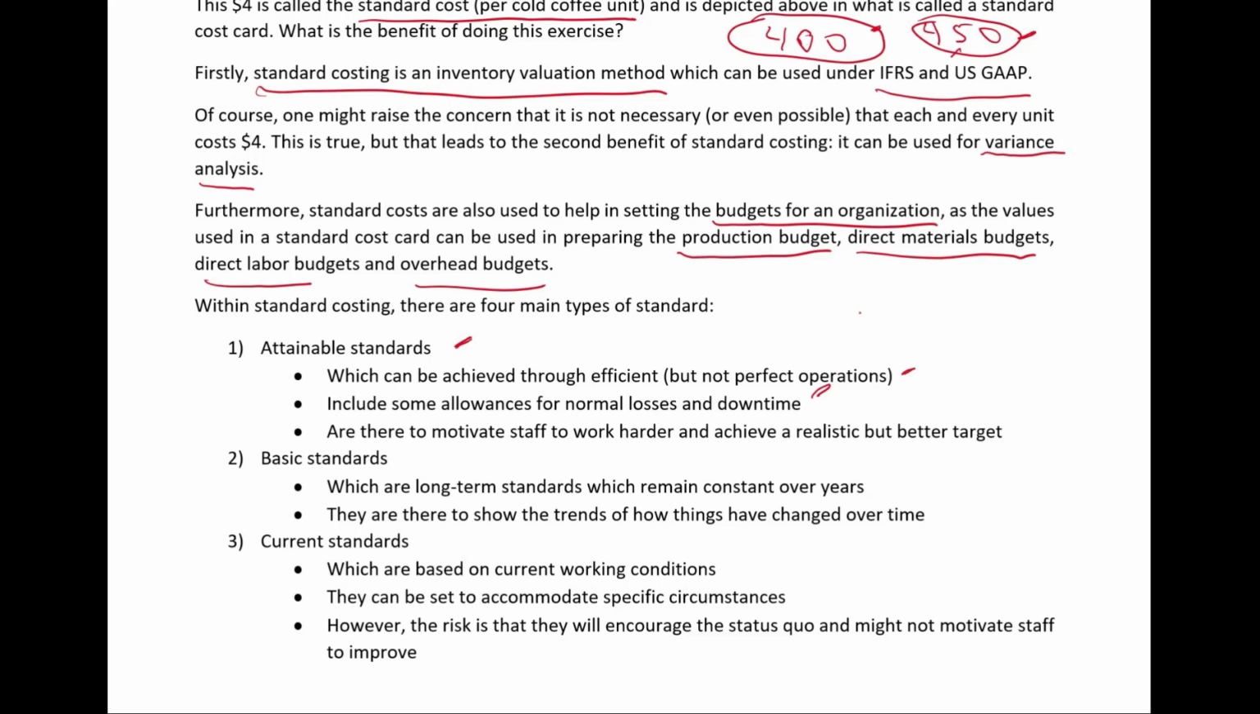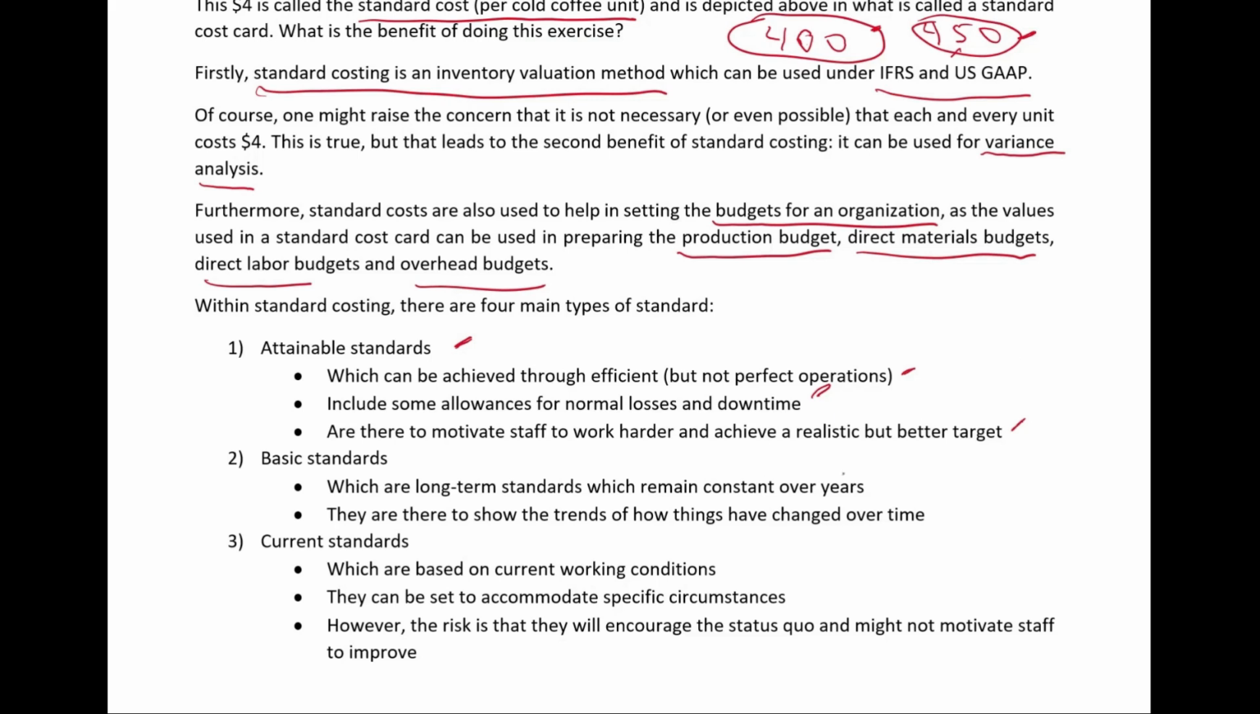These standards are there to motivate staff to work harder, but they're an attainable standard, so they're a bit high in that they'll push and challenge the staff, but they're not so high that they'll demotivate the staff. They'll just be there to constantly push staff to improve more and more. Then you have your basic standards.